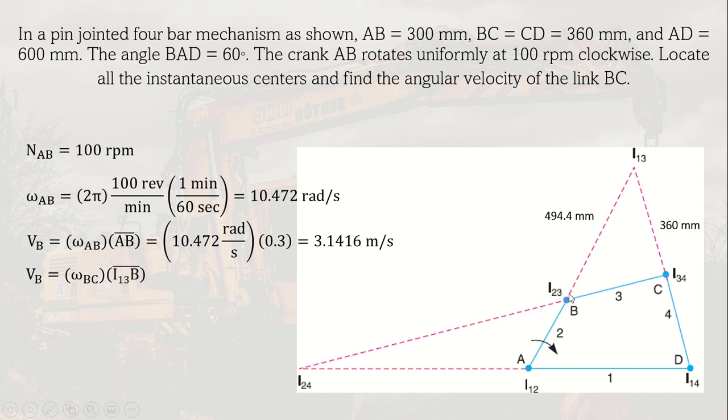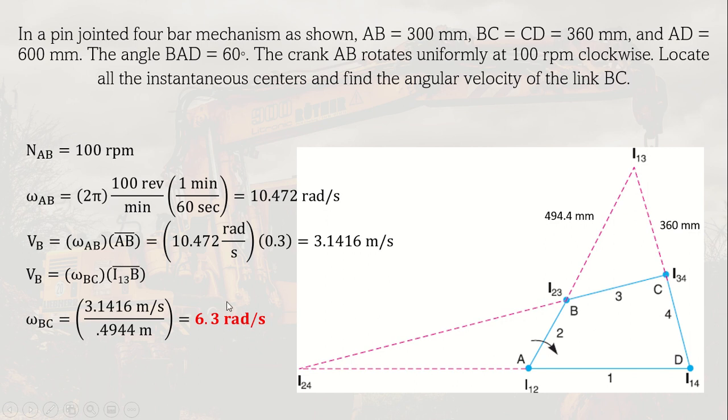Now that we have the distances 2-3 and 1-3, as well as 1-3 to 3-4, using a ruler or trigonometry, we substitute them into this formula. We know that the velocity of B is 3.1416 meter per second, and the distance I3B is 494.4 mm or 0.4944 meter. Then we get the angular velocity of link BC as 6.3 rad per second.